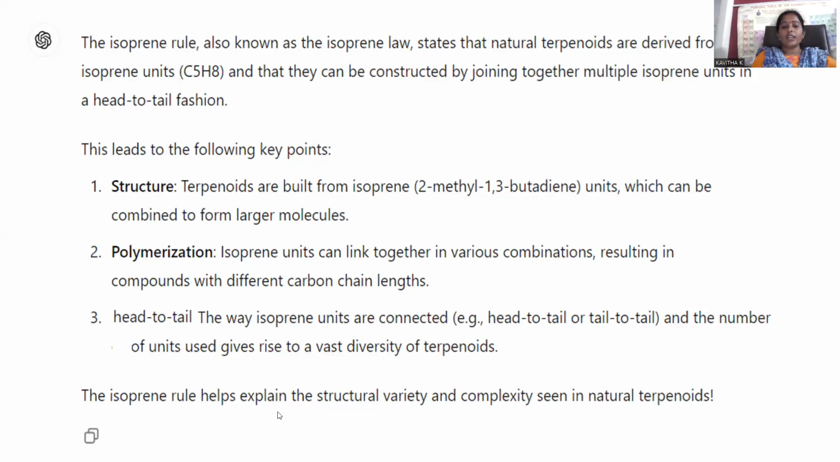The isoprene rule helps to explain the structural variety and complexity in the natural terpenoids, right? So natural terpenoids have different kinds of chemical composition, and complexity is also noticed. So this is the way the isoprene rule can be categorized.